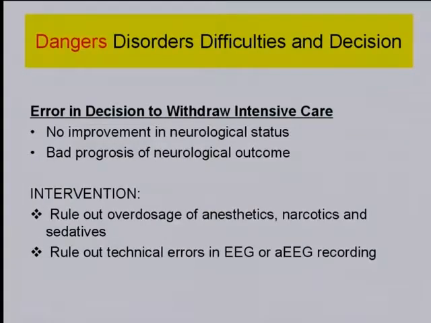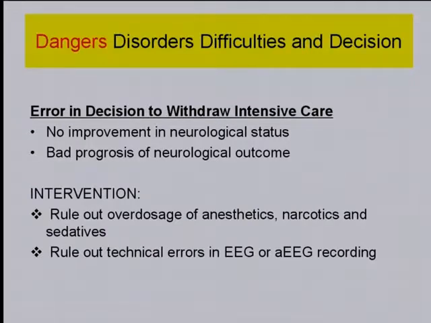What is another danger of hypothermia? That you may erroneously make the decision to withdraw intensive care because you think there is no improvement in the neurological status, and you have overestimated the bad prognosis for neurological outcome. For that reason, this actually applies also to those who are not cooled, but in particular you would be careful not to make an erroneous decision to withdraw therapy because of believing falsely that the baby is in a very bad neurological status and has poor prognosis.